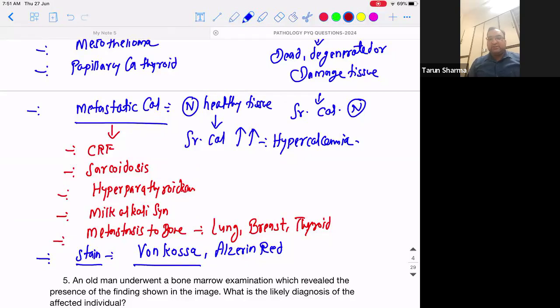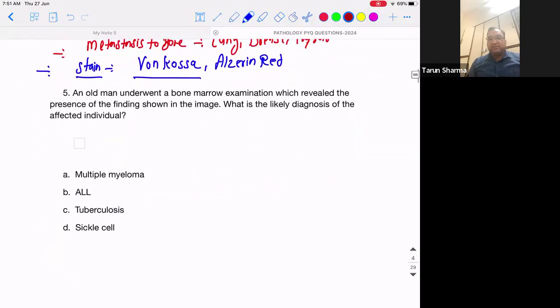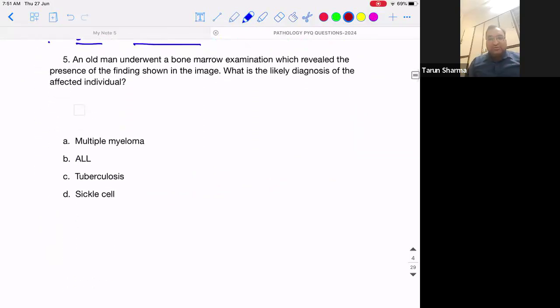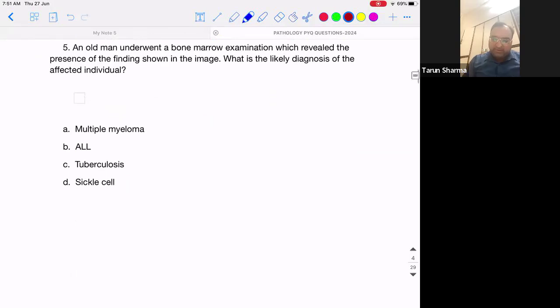Okay, let's see the next question. So the last question was about calcification, their stain, what are the types of calcification, what are the special types of calcification, what are the tumors where we are going to get psammomatous calcification or psammoma bodies. Okay, let's see the next question.